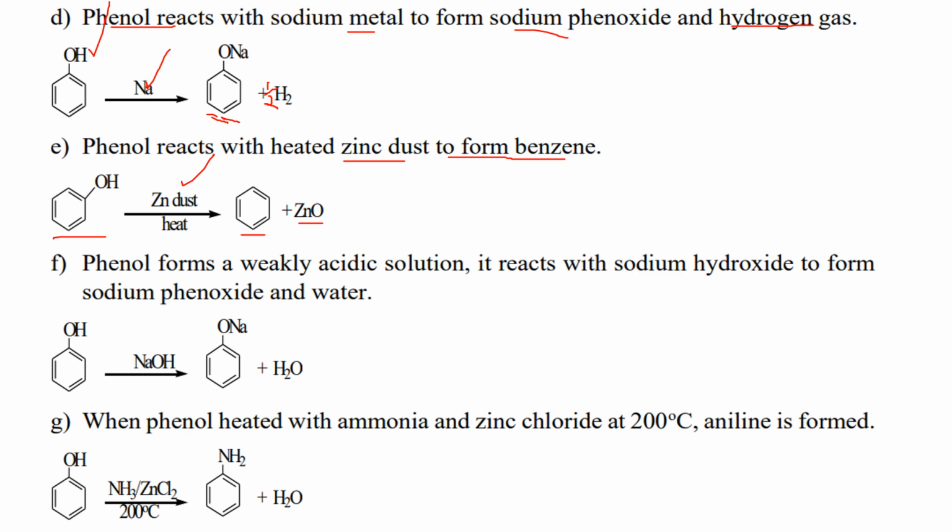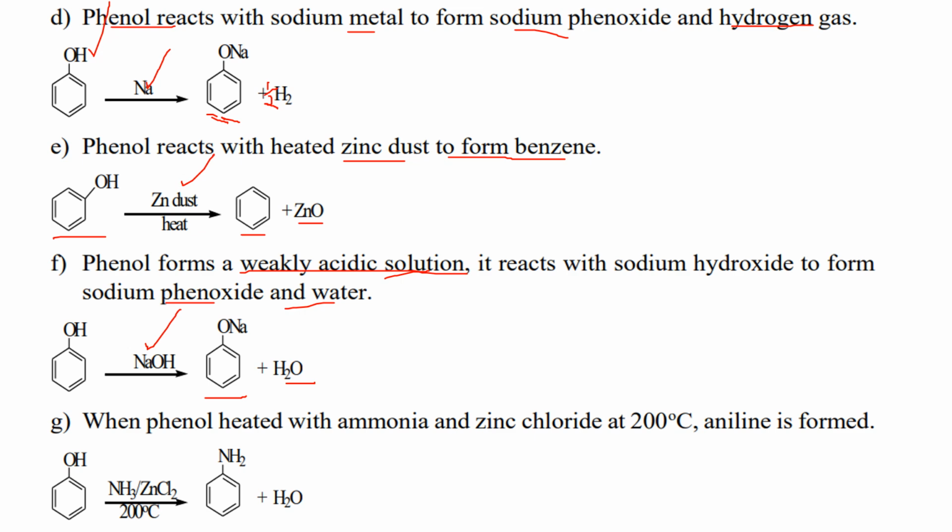Now you can also look at reaction F, where phenol forms a weak acidic solution, and this acidic solution is going to react with sodium hydroxide to form sodium phenoxide and water. So here you get phenol, you react it with sodium hydroxide, and then you form sodium phenoxide and water. I already explained this one, that phenol forms a weak acidic solution. I believe that everyone understands what this means. I've already explained it in terms of interactions of the lone pairs of electrons with the delocalized pi electrons that are present within this benzene ring.